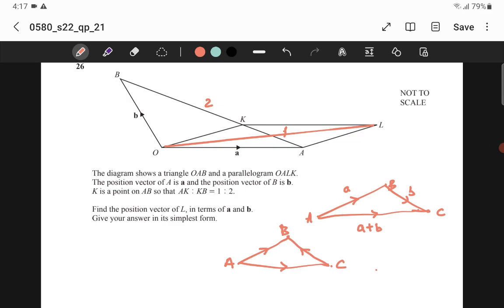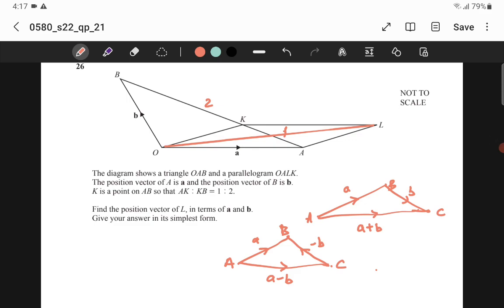Why does it look like that? Actually, the difference is only on the B. If this one is A, the B usually goes this way. Now, this one is the opposite one. If it's the opposite one, this one is negative B. So that's why here will be A minus B. That one is subtraction.